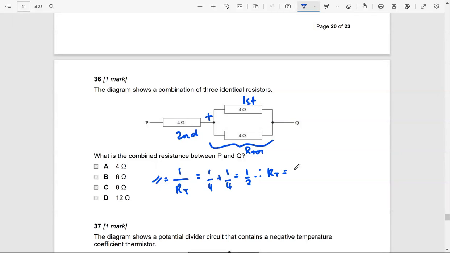Therefore, the total is 1 over 1/2, which is 2. And so the real total is 2 for this section, plus the 4 in series, so it's 6. So it's B.